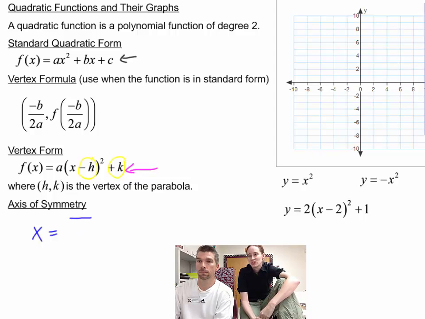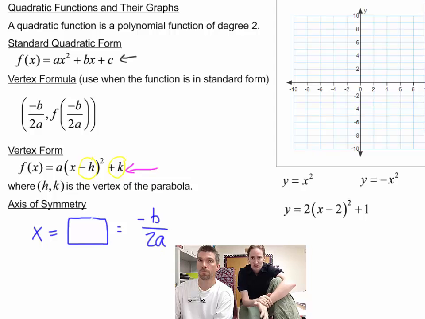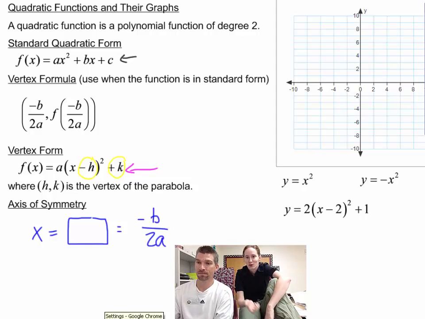So that negative h becomes positive h for our vertex, and the k on the outside continues to be positive k. The axis of symmetry, depending on which way you found your vertex, is the x value. x equals whatever. It'll either be negative b over 2a if you found the vertex that way, or it'll be h if it's already in vertex form. If it's in vertex form, the axis of symmetry is x equals h.